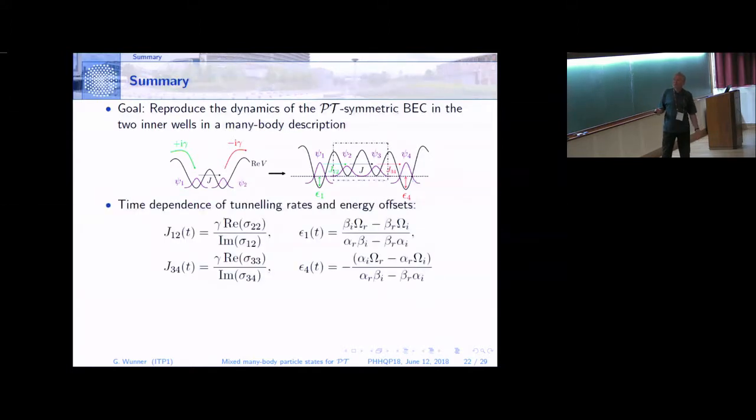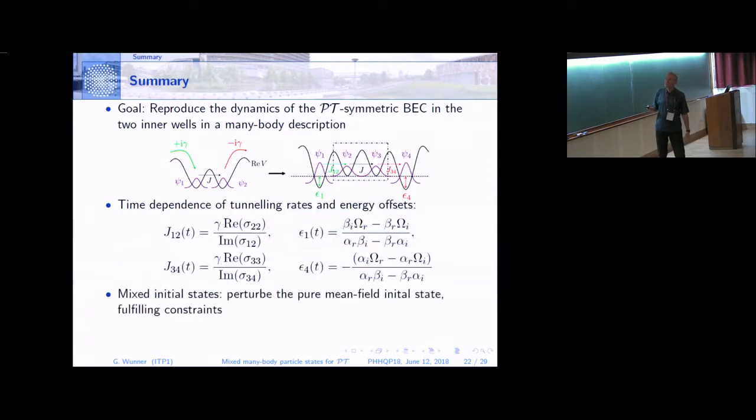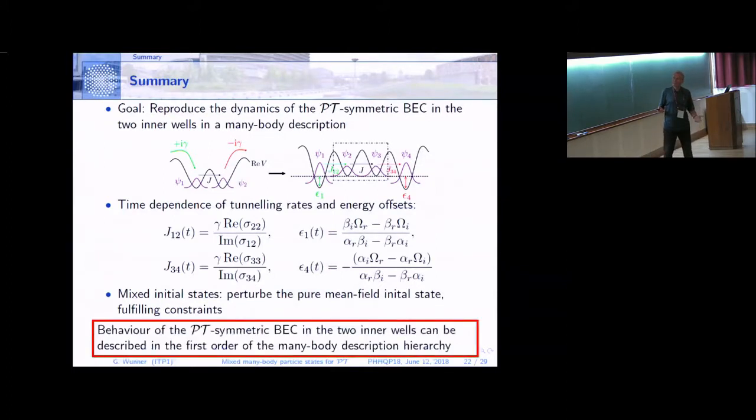We found the time dependence for the tunneling rates, the left and the right, and also for the energy offsets, and could determine them. And we used mixed initial states, which perturbed the pure mean field initial state, and had to fulfill the constraints imposed by the comparison with the 4-mode mean field or even 2-mode model. And in the end, the behavior of the PT-symmetric BEC in the inner wells could be described in the first order of the many-body description hierarchy.